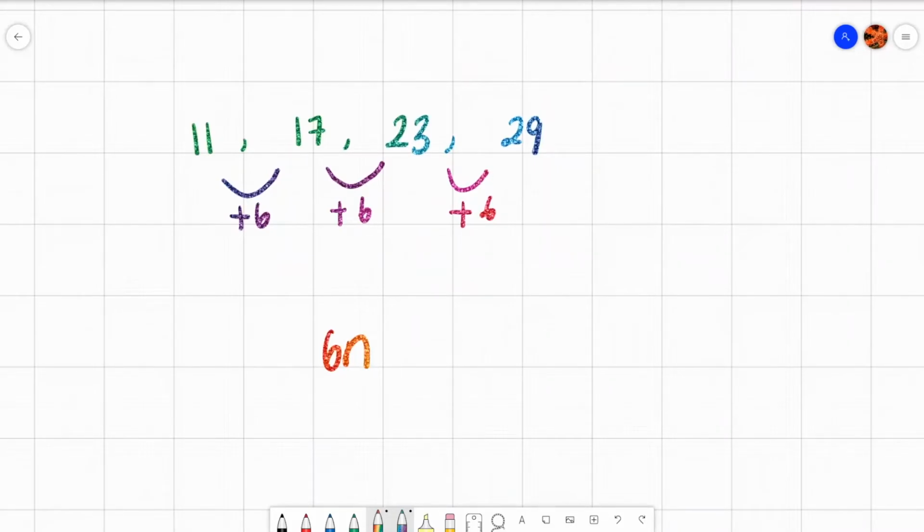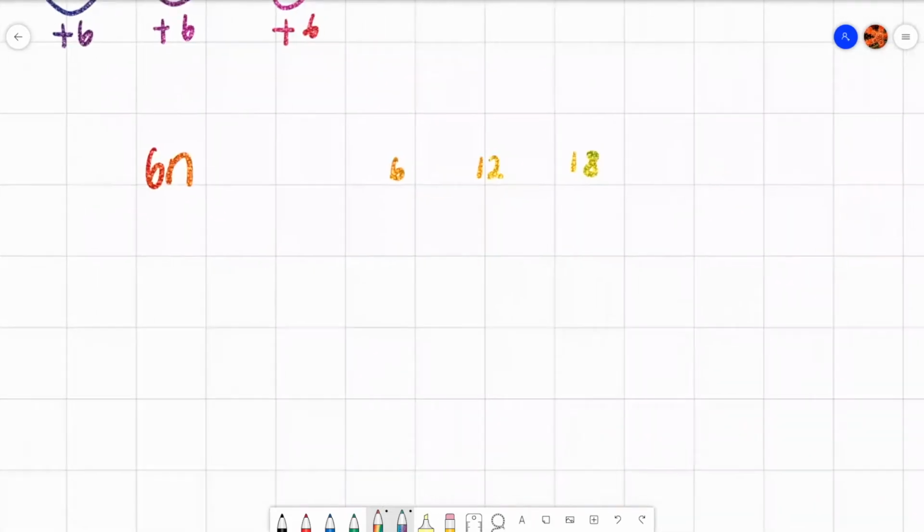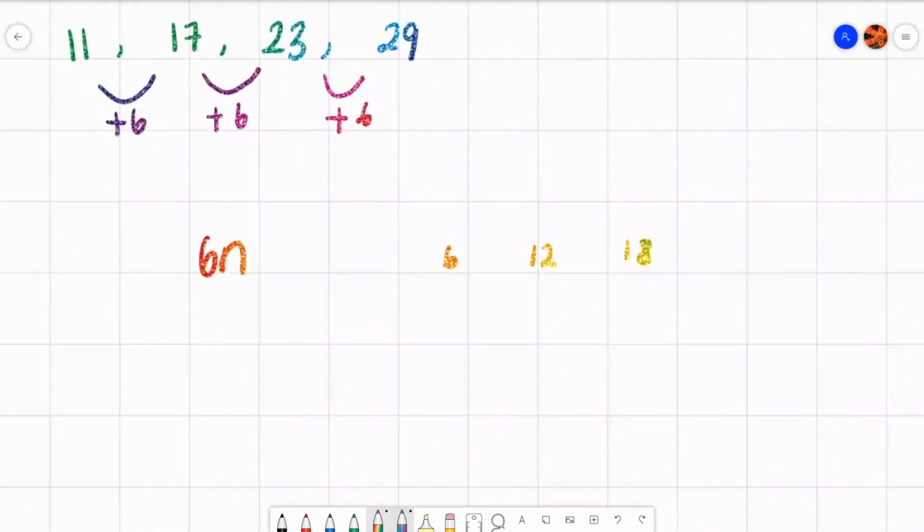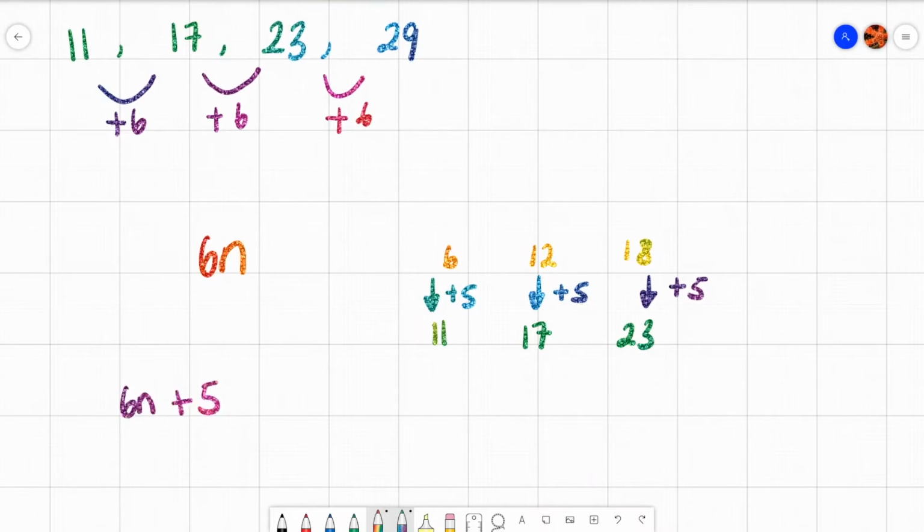Just write the first 3 numbers out. So we've got 6, 12, and 18. But the numbers in my sequence are, the first number is 11, the second number is 17, and the third number is 23. Okay, well, how do I get from 6 to 11? Add 5. 12 to 17, add 5. 18 to 23, add 5. So it is 6n, add 5 as the sequence.